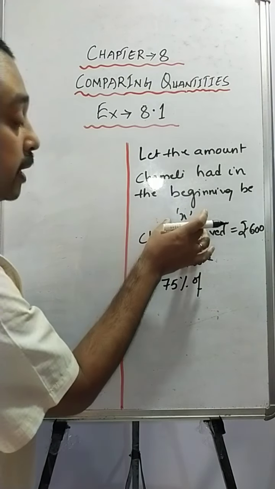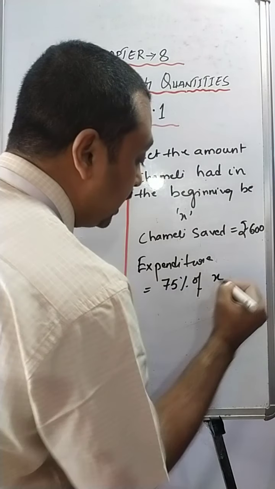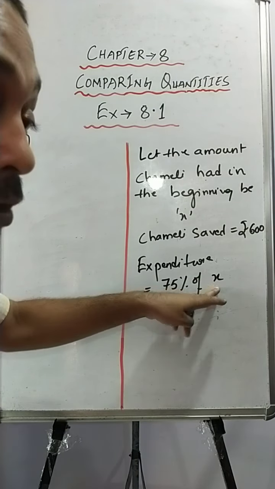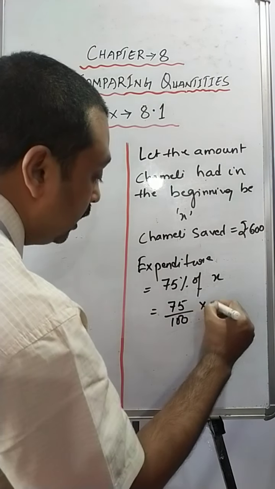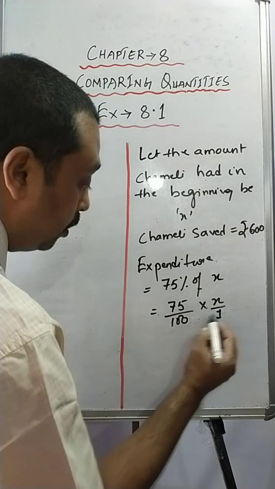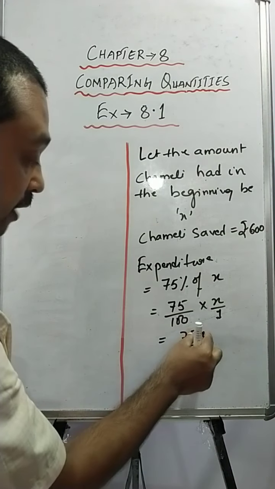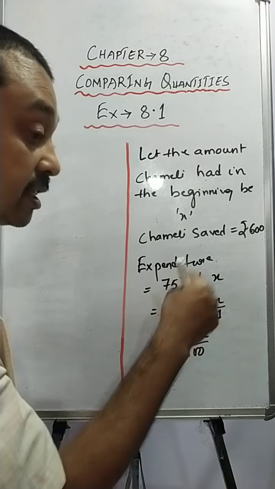So what is the total money that we have assumed? We have assumed this as X. So she has spent 75% of the total money. So expenditure is 75% of her total money. So we have to see what is the real value of the expenditure. For that, 75% means 75 by 100 into X. Now we'll multiply the numerator with the numerator and the denominator with the denominator. That means 75x by 100 is the amount that she has spent.